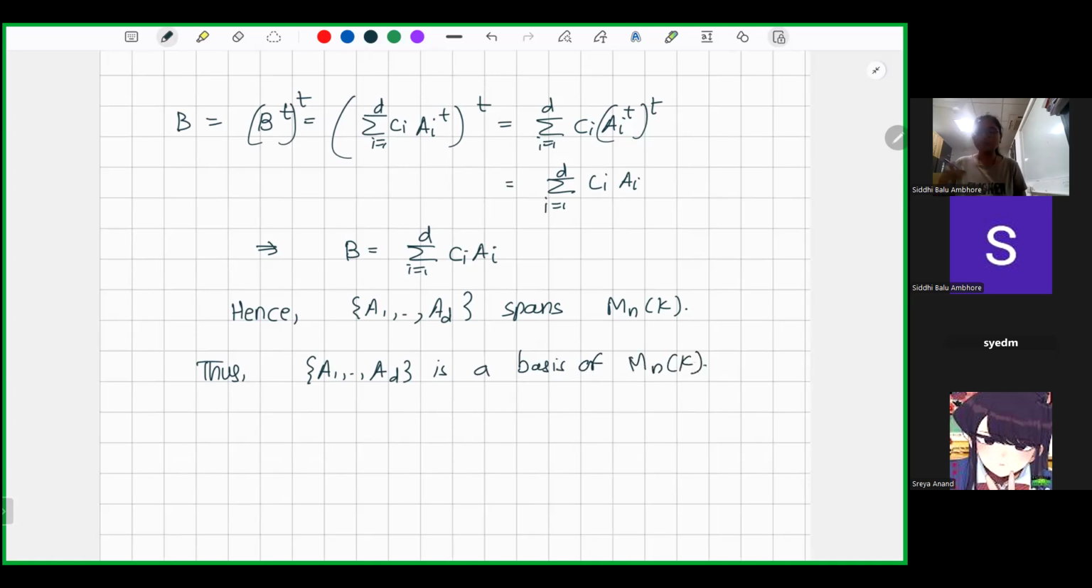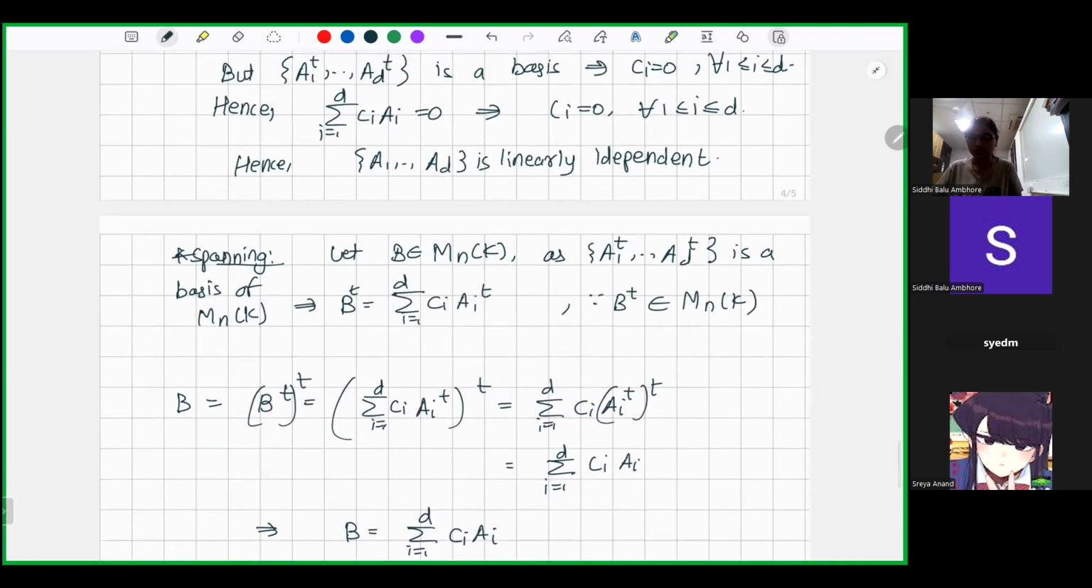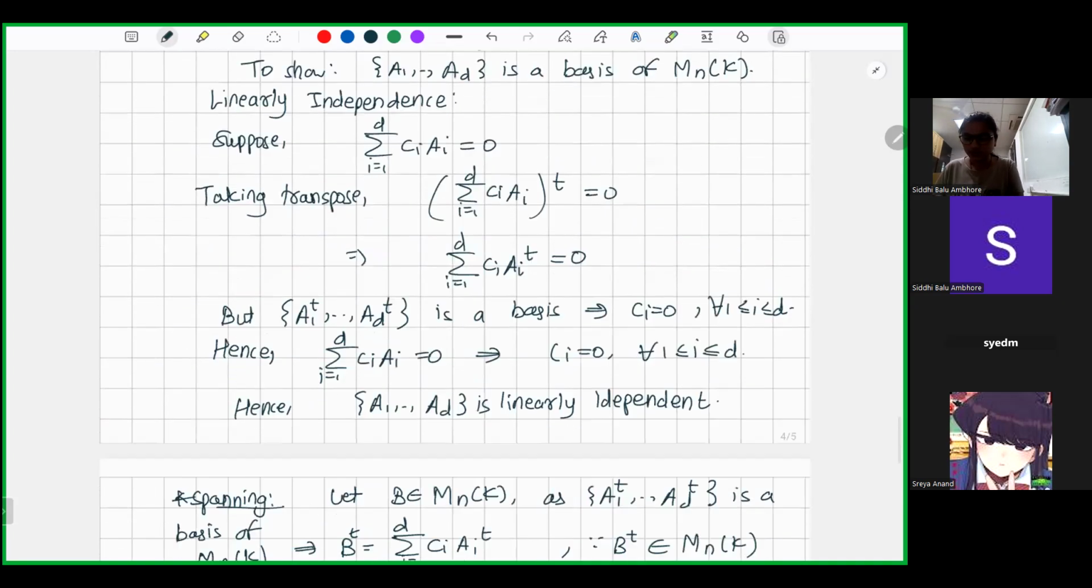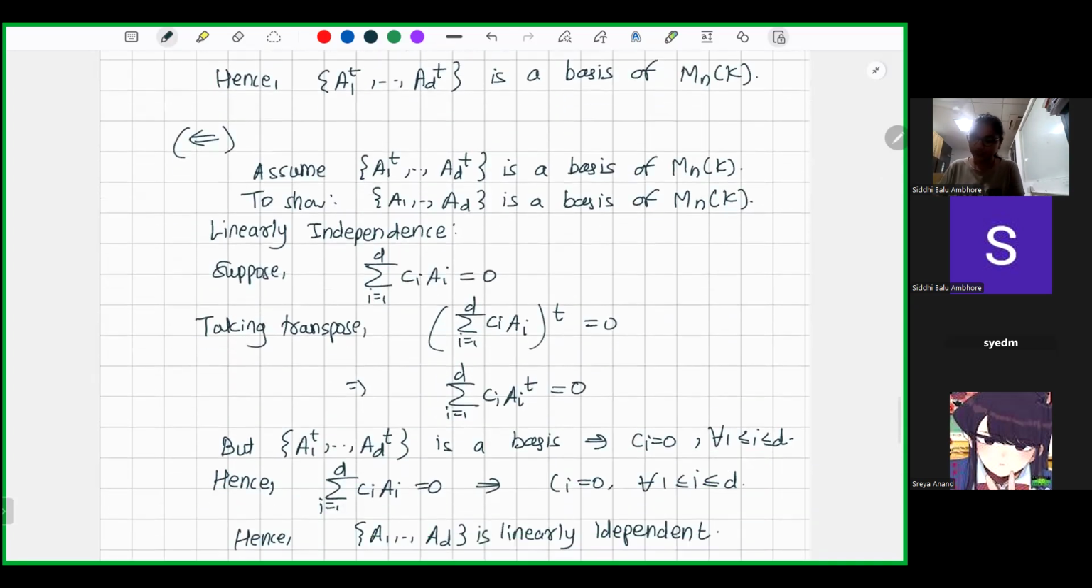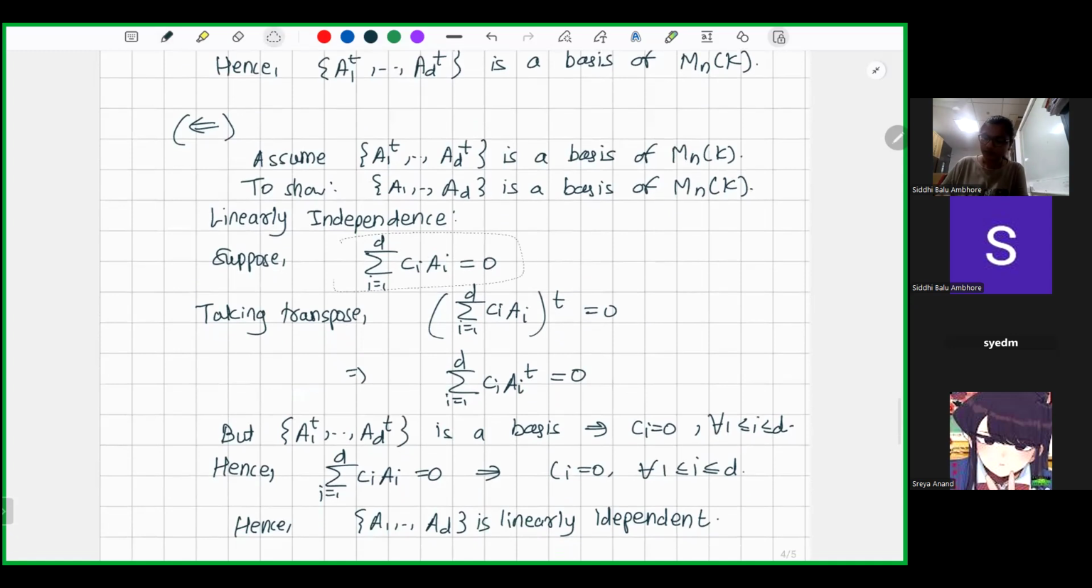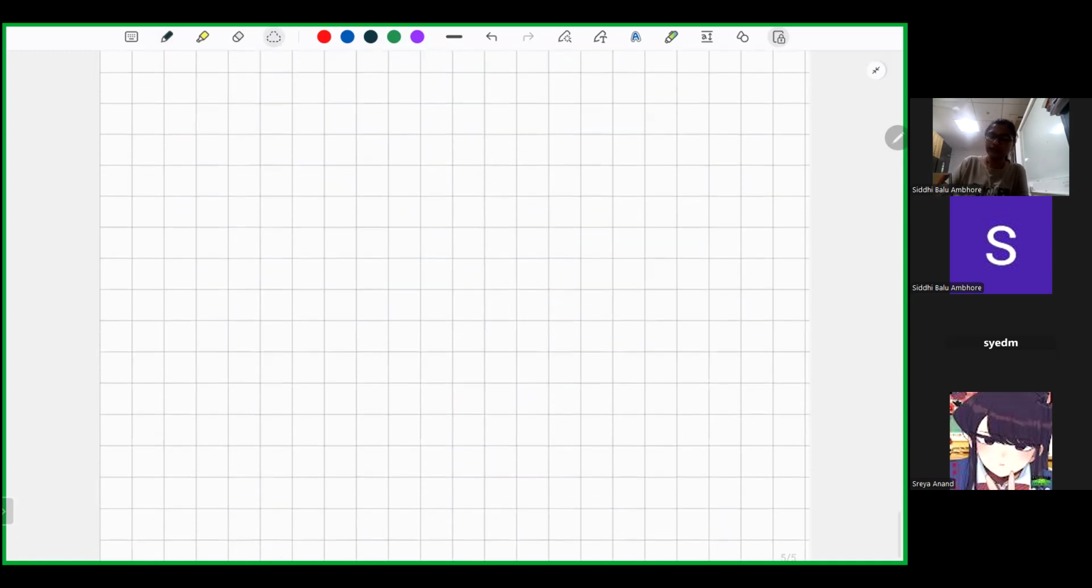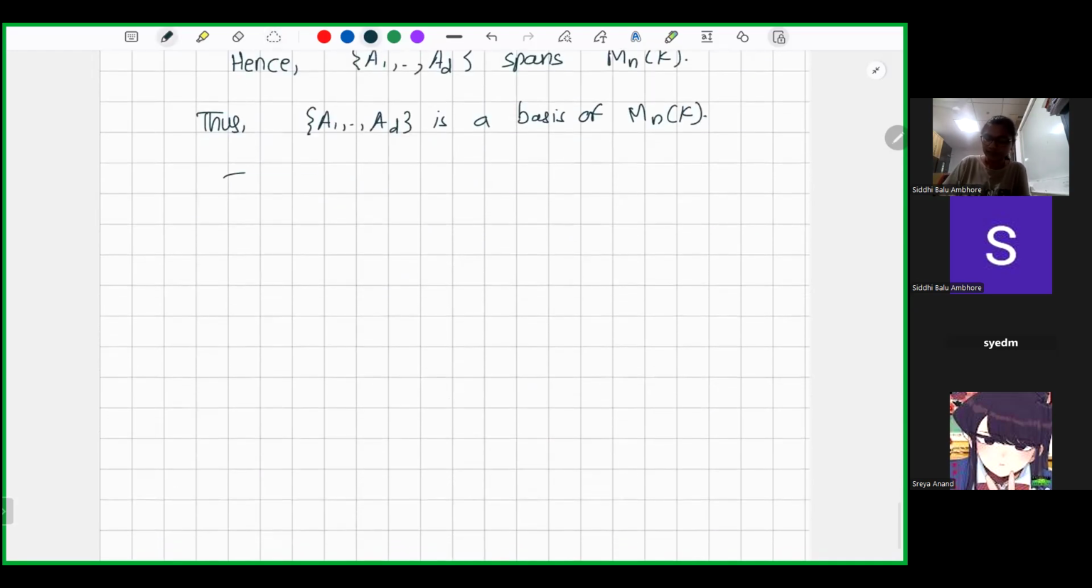So this was one way to understand this question, where we did the linear independence and spanning completely using the transpose of the matrix. But we can also do it differently, from what we did here. Let me just write it here quickly. We did this, right? This summation Ci Ai equal to 0 and so on.